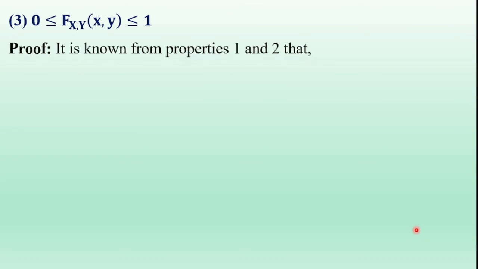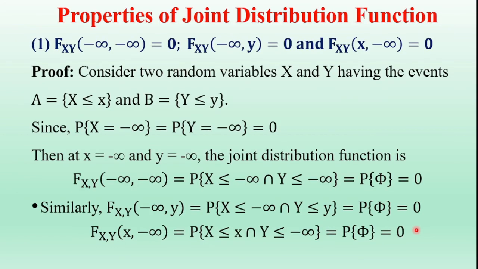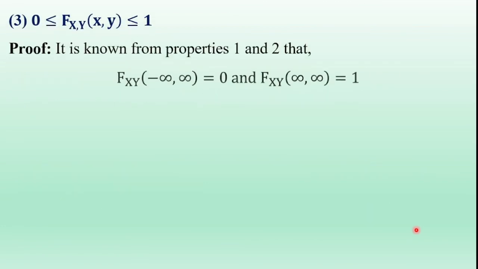And the third property is 0 less than or equal to F_XY(x, y) less than or equal to 1. So the joint distribution function of the random variables X and Y is between 0 and 1. The explanation of this property is that it is known from the above two properties. And what are the above two properties? From this property and this property, we can conclude that the distribution function of the random variable varies between 0 and 1.